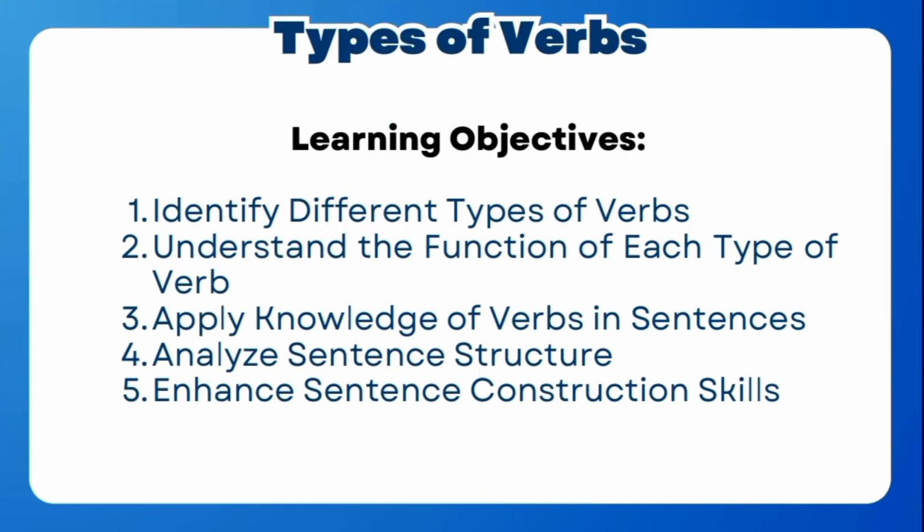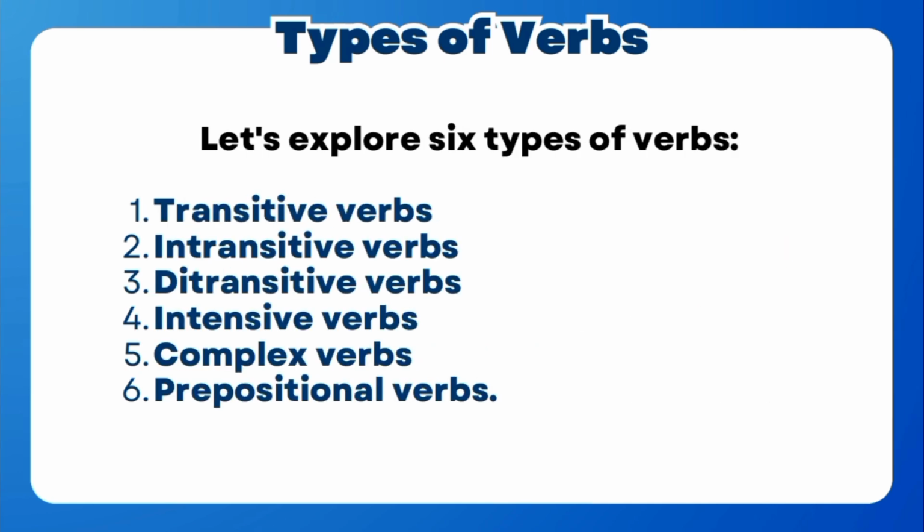Now, before anything else, let's start with our learning objectives, whereby we aim to identify the different types of verbs, understand the function of each type of verb, apply knowledge of verbs in sentences, analyze sentence structure, and lastly, enhance sentence construction skills. At this juncture, let's explore the 6 types of verbs, namely the transitive verbs, intransitive verbs, ditransitive verbs, intensive verbs, complex verbs, and lastly we have the prepositional verbs.